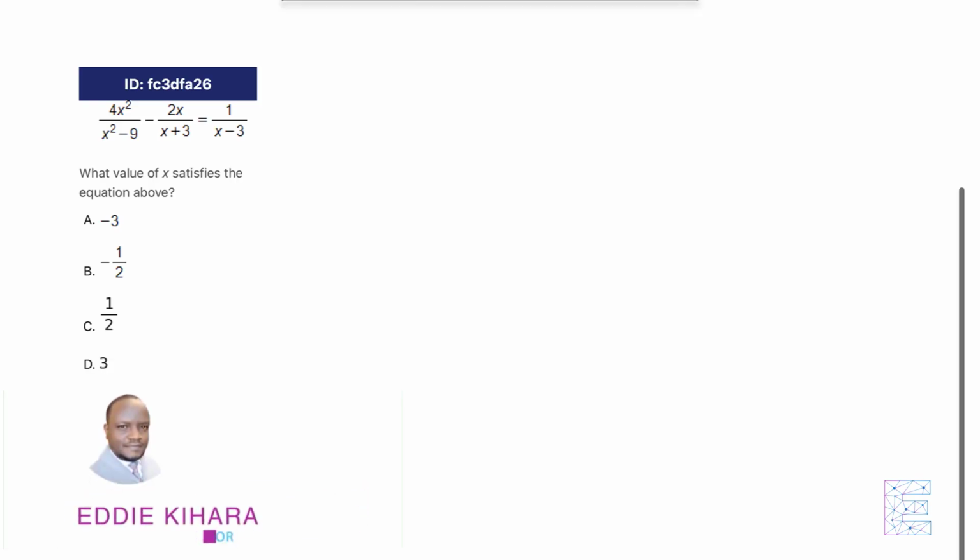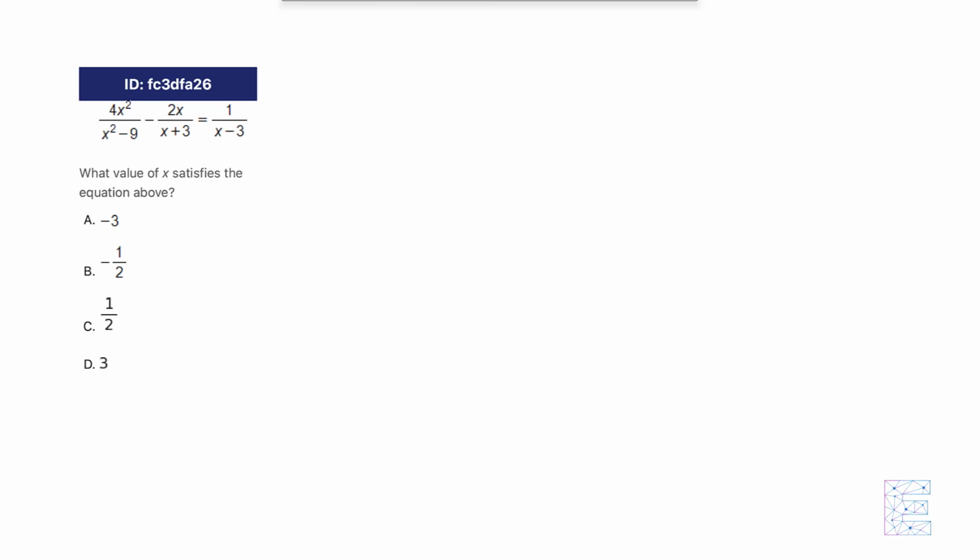Okay, here's a question on the SAT requiring us to solve a rational equation. Now, the most efficient way of answering this question is using Desmos, but let's read the question first. What is the value of x that satisfies the equation above? This is a fancy way of asking you to solve for x.